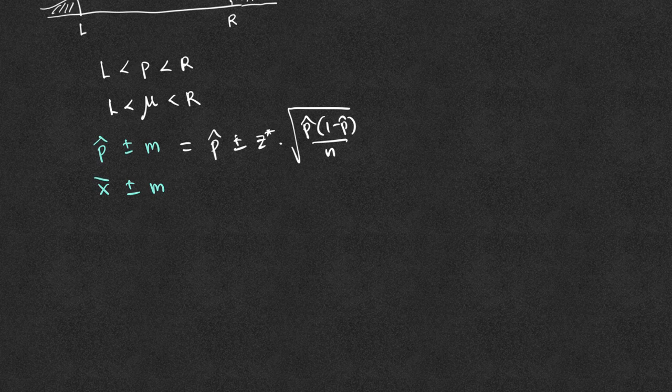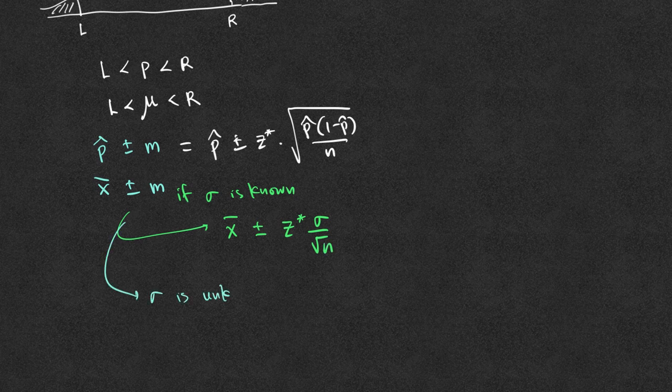For the mean, there are two cases. If sigma is known, then we take the sample statistic x bar plus or minus the margin of error, which is now z star times sigma divided by the square root of n. And if sigma is unknown or not given in the problem, then the confidence interval is x bar plus or minus t star times s divided by the square root of n, but the degrees of freedom is 1 less than the sample size, n minus 1.